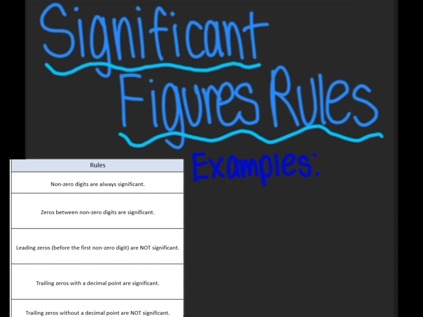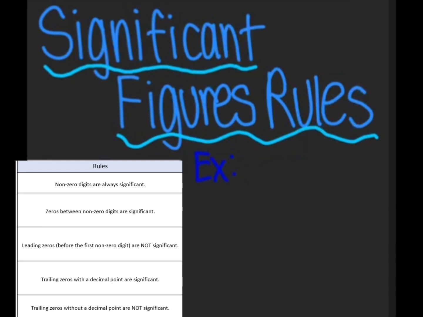Zeros between non-zero digits are significant. Leading zeros are not significant. Trailing zeros with a decimal point are significant. Trailing zeros without a decimal point are not significant. Here are a few examples.